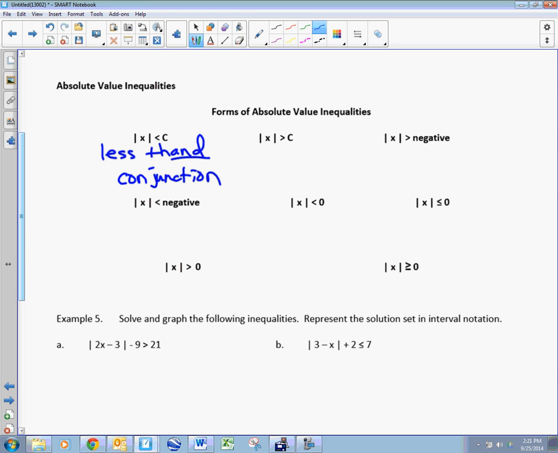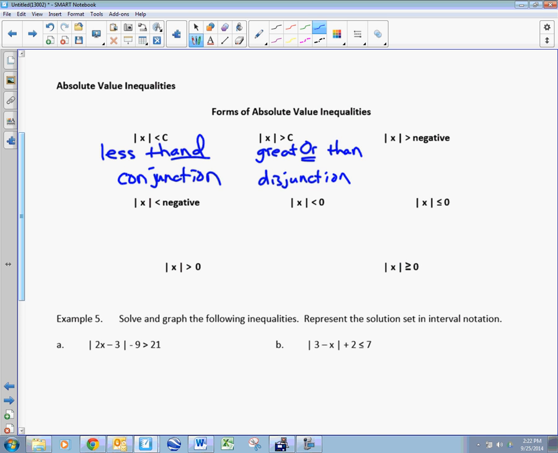Absolute value of x greater than c, we say greater than. So in this situation, it is a disjunction. The arrows will go apart from one another, and only one of the inequalities must be true in order to satisfy the inequality. Let's think about the special cases.